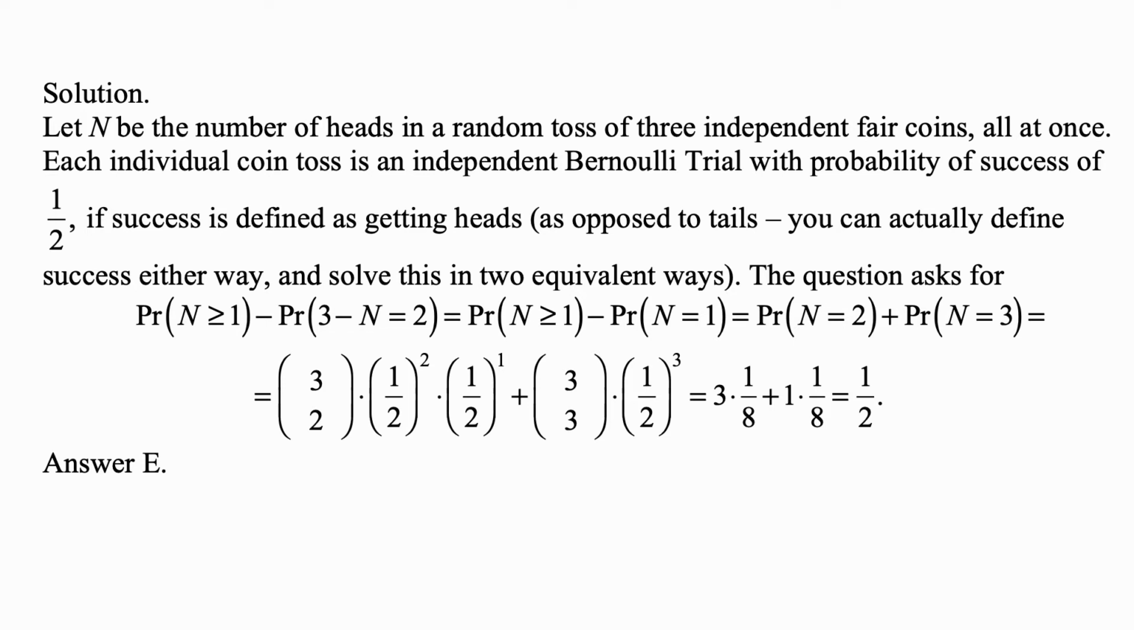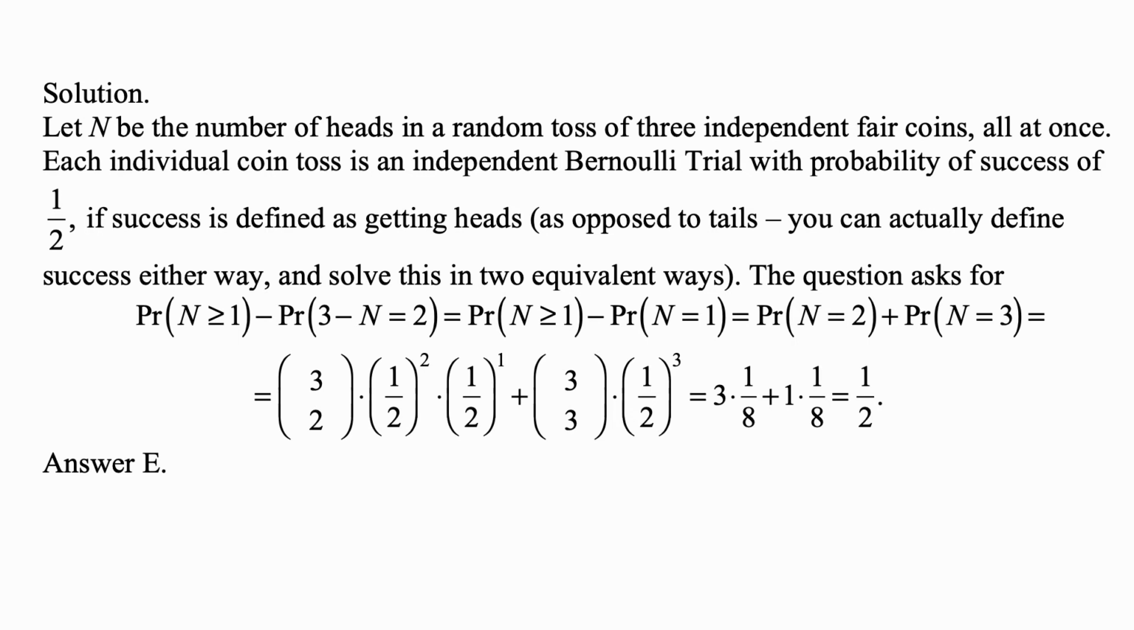The question asks for the probability that n is greater than or equal to 1 minus the probability that 3 minus n is equal to 2, because if n is the number of heads, then 3 minus n is the number of tails. And that's the probability that n is greater than or equal to 1 minus the probability that n is 1. So it's really the probability that n is more than 1, which is the probability that n is 2 plus the probability that n is 3.